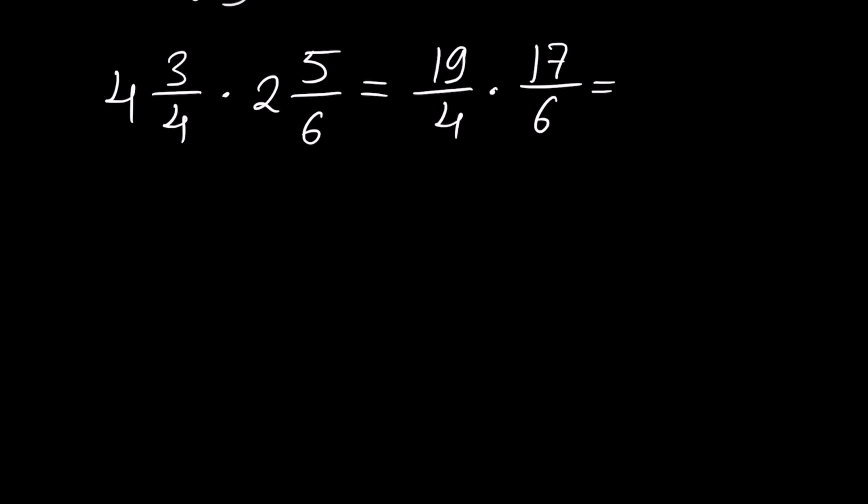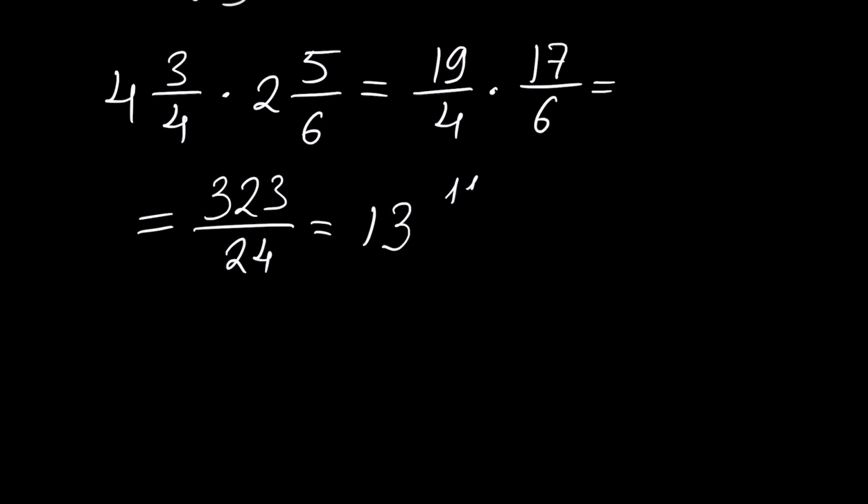And 19 times 17 will be 323, and 4 times 6 is 24. If we represent it as a mixed number, we have 13 whole 24s inside 323. So we write 13, 11 is a remainder, and 24. Beautiful number.